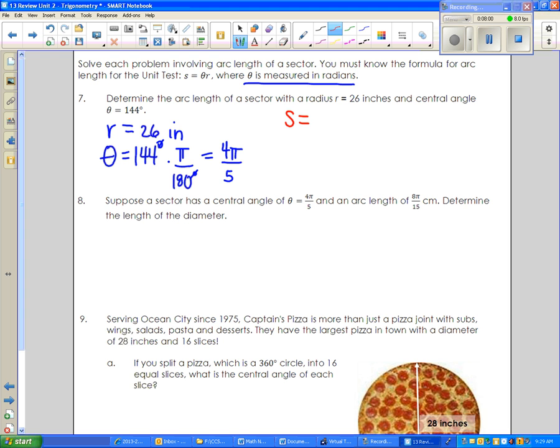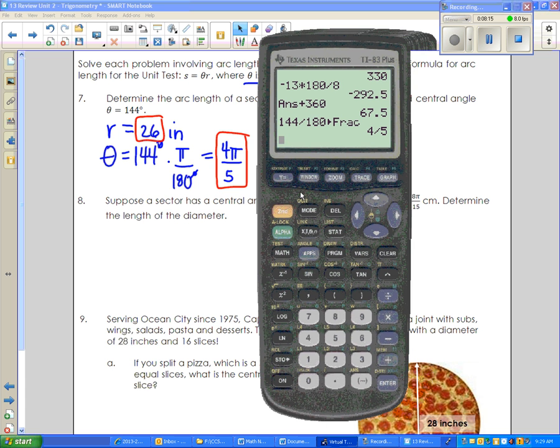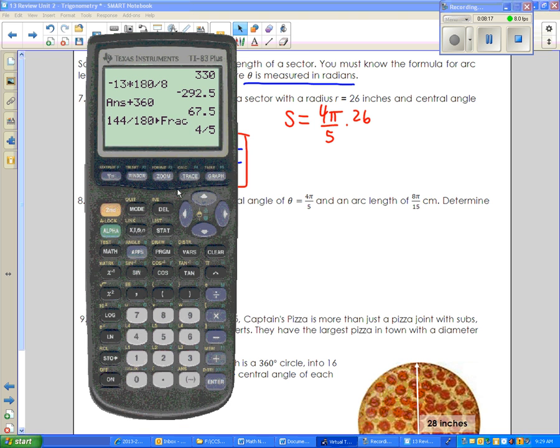And according to our formula, I'm basically going to take theta, which is 4 pi over 5, and I want to multiply that by my radius, which is 26. Now, when you're simplifying, again, if you want, you can write the whole answer using a decimal, and you'd actually multiply 4 pi times 26 and divide it by 5. But I think on the test, we leave the pi out. So you're just going to do 4 times 26 and then divide that by 5.